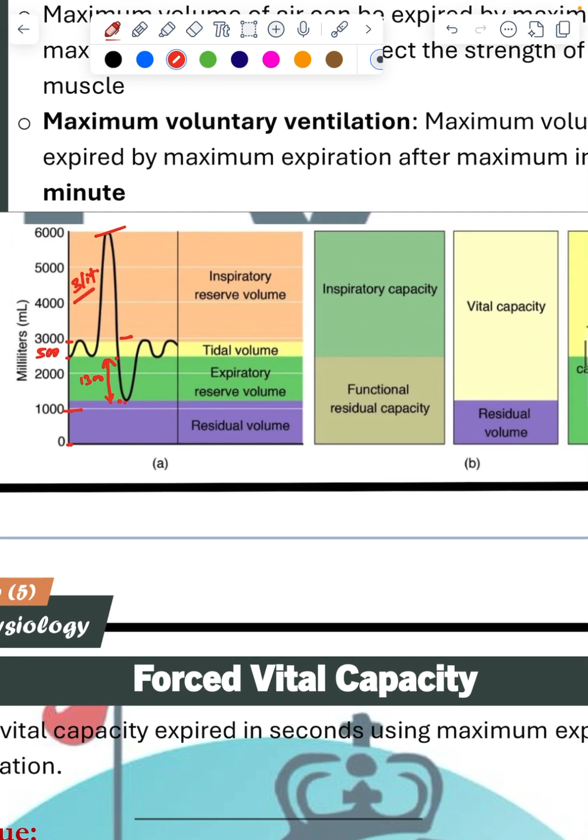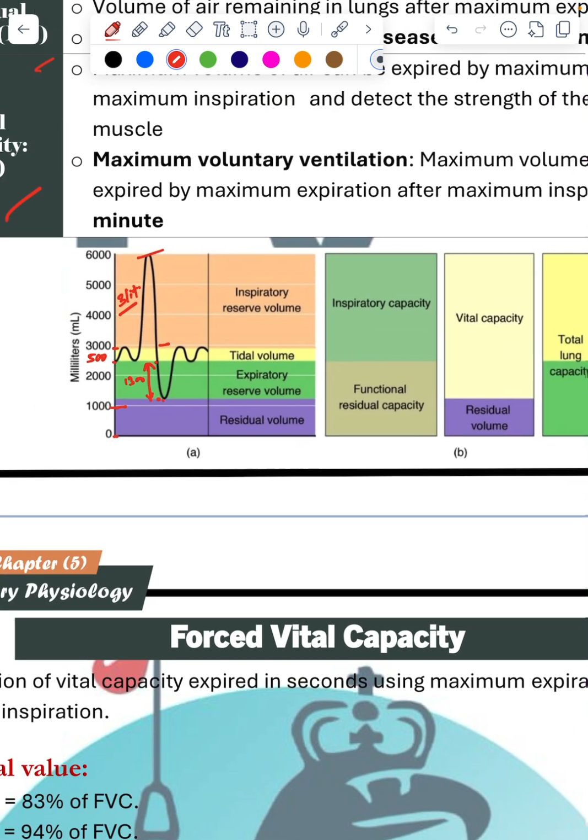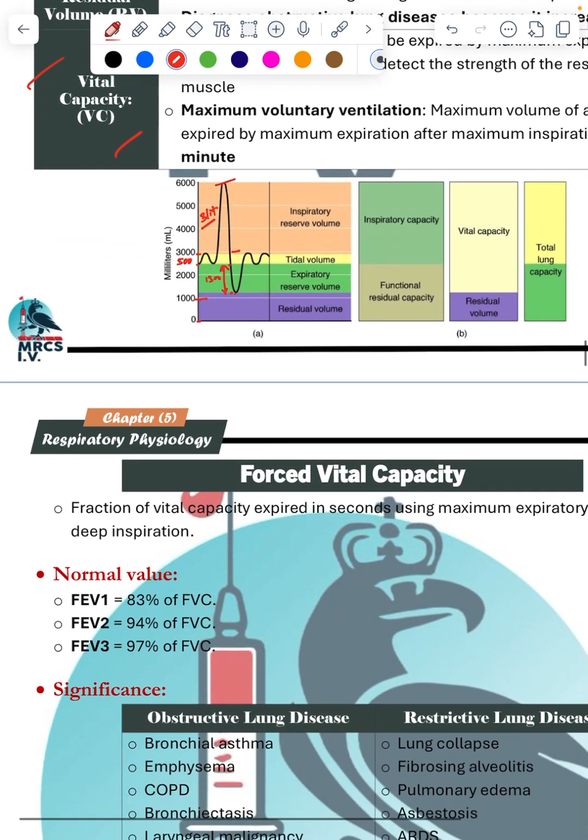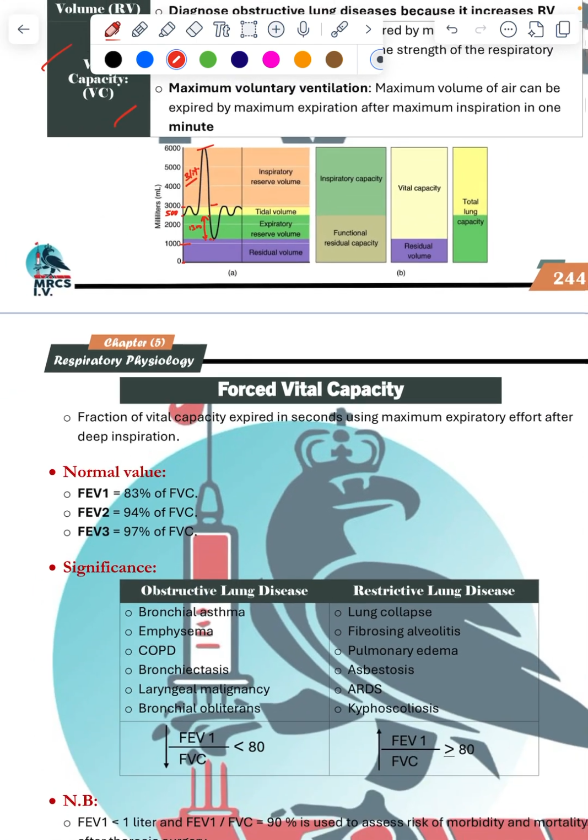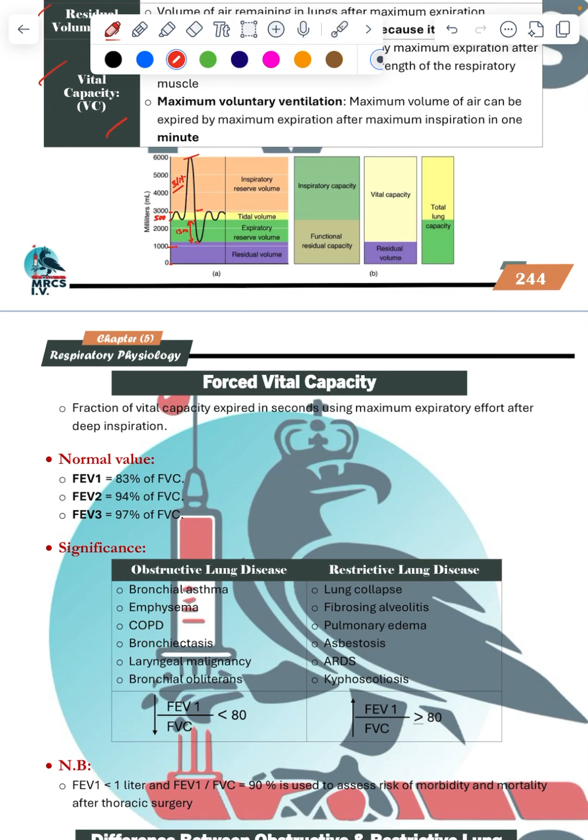So this is about forced vital capacity now. Vital capacity is total inspiration and expiration. FEV1 is the fraction of vital capacity expired in seconds using maximum expiratory effort. In the first second, it is how much percentage a person is able to expire.